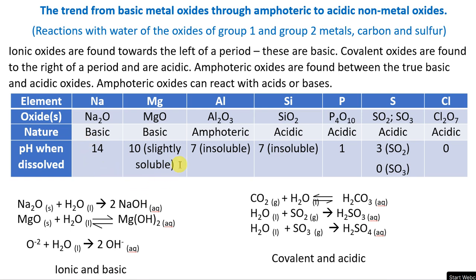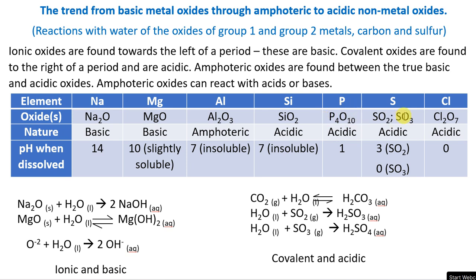They dissolve in water to form solutions which are above pH 7. With MgO, only slightly soluble, and so my pH is 10. Al2O3 is amphoteric but insoluble, so will not change the pH of water. Silicon dioxide, SiO2, is acidic, but it's insoluble in water, so the pH of water would not change.